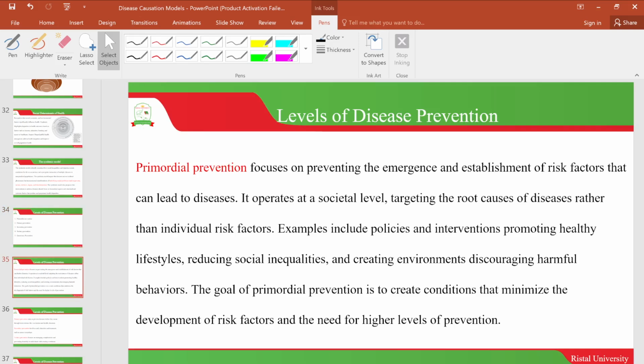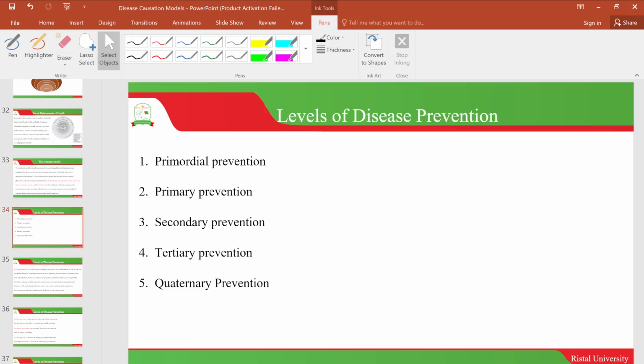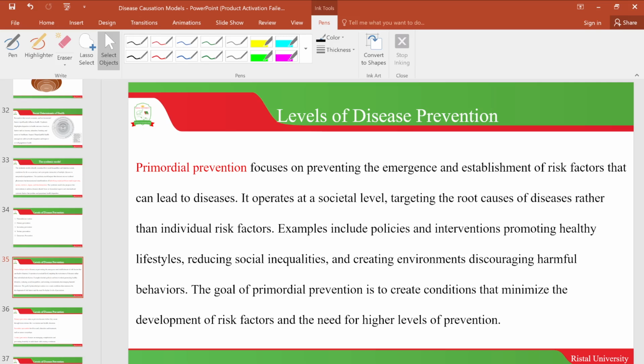Primordial prevention. Usually we talk about 3, but in this presentation we're talking about 5 levels of disease prevention. So we are starting with the primordial. We are saying that before the diseases actually emerge, there are risk factors that will always be there. So it is very important to address these root causes of diseases. Issues to do with poverty that I've just talked about.